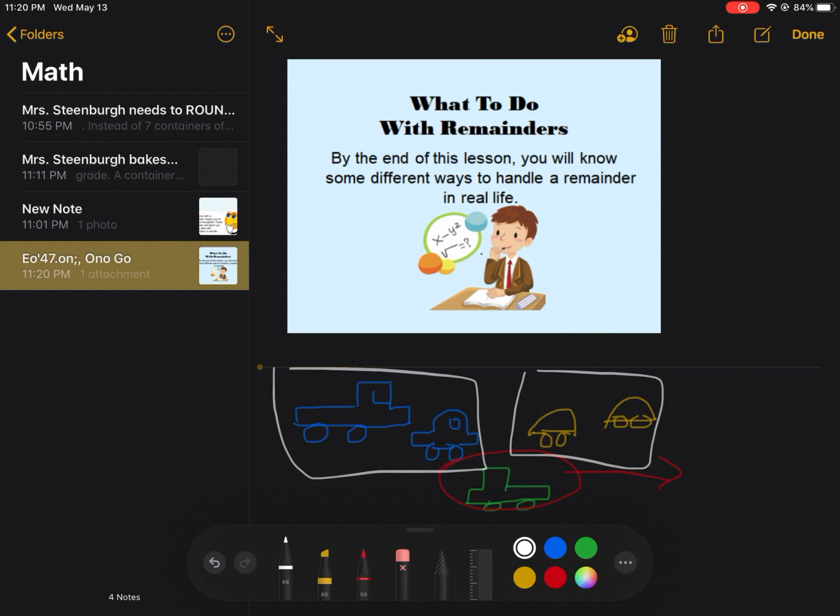But if the question is Gabe and Liam each get the same number of cars and there are 5, what does Miss Nelson do and how many does she put in her pocket? The answer would be 1. So it would depend on what you're being asked, okay?